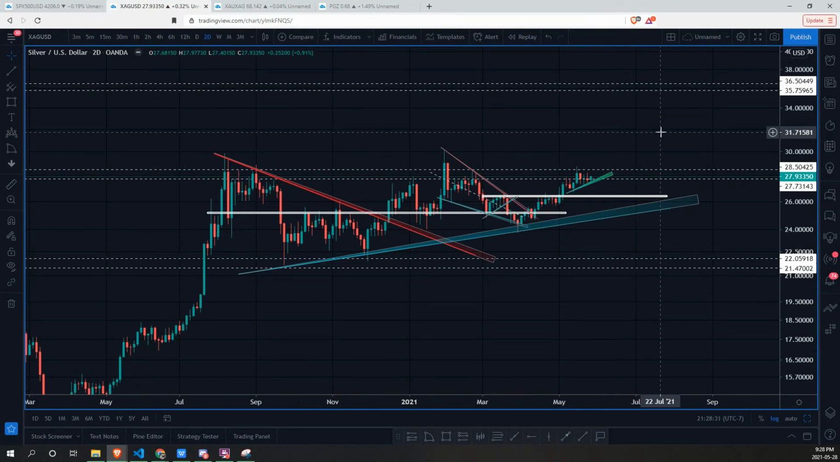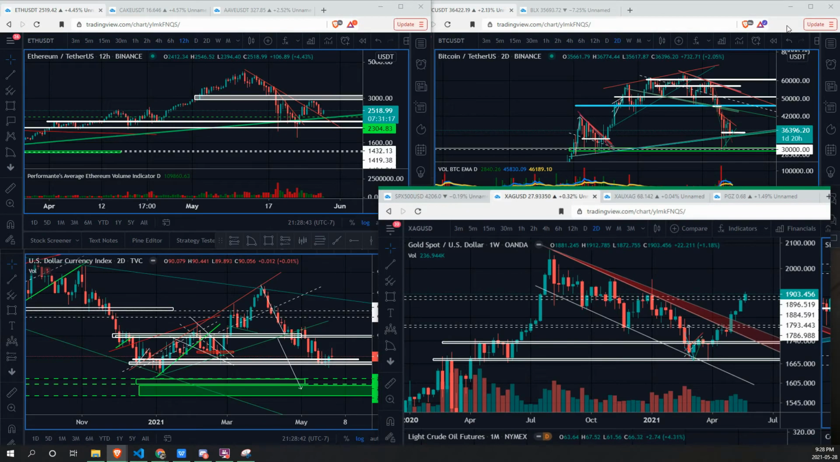$35, $36 is going to be the next major level of resistance, so keep an eye out for that. I do think we'll be hitting it a lot quicker than many people anticipate, so keep your eyes out on silver. So now we're going to go into the cryptocurrency market.